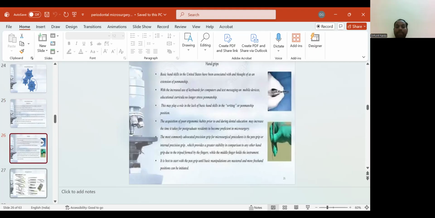The hand grips. Basic hand skill in the United States has been associated with and thought of as an extension of penmanship. With the increased use of keyboards for computers and text messaging on mobile devices, educational curricula no longer stress penmanship. This may play a role in the lack of basic hand skills in writing. The acquisition of poor ergonomic habits prior to and during dental education may increase the time it takes for postgraduate residents to become proficient in microsurgery.